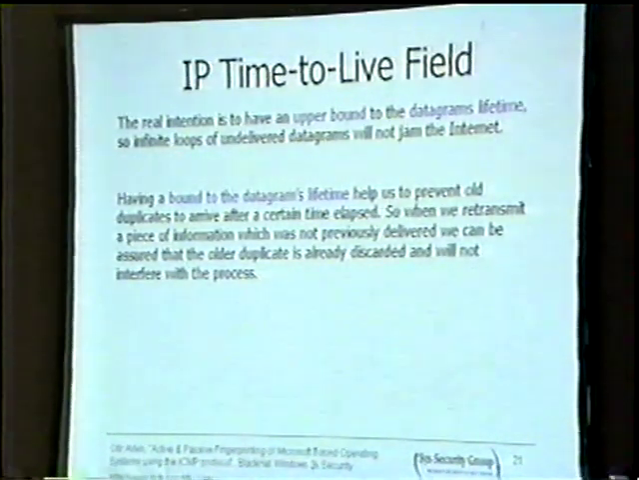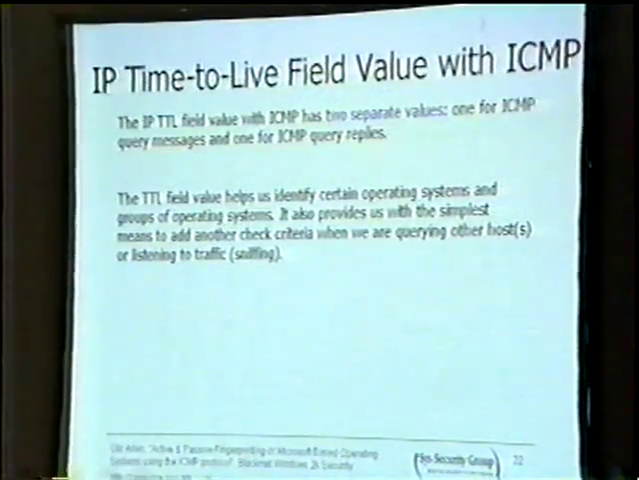Okay, I talked about that as well. ICMP has two separate values. We have to remember that. Two separate values that are not the same, like TCP and UDP. One value is used for ICMP query messages, and one value is used for query replies. This unique field value helps us identify certain operating systems and groups of operating systems. This is also the simplest way to fingerprint an operating system.